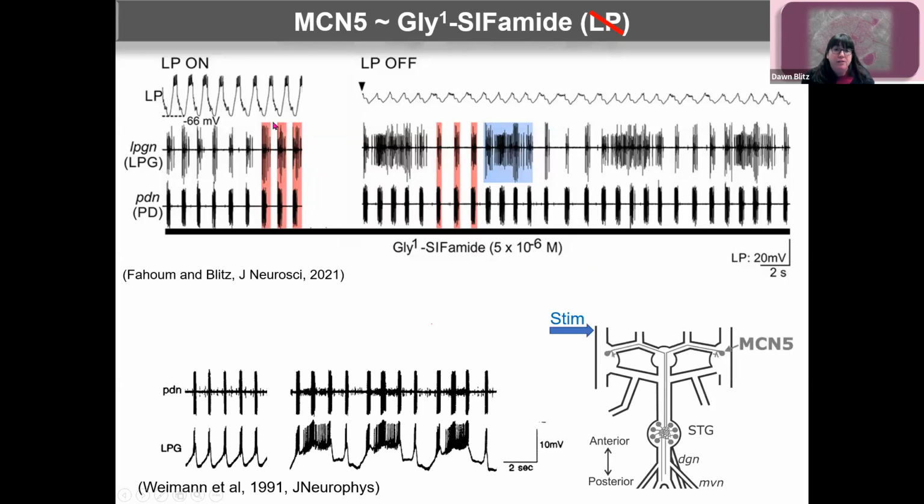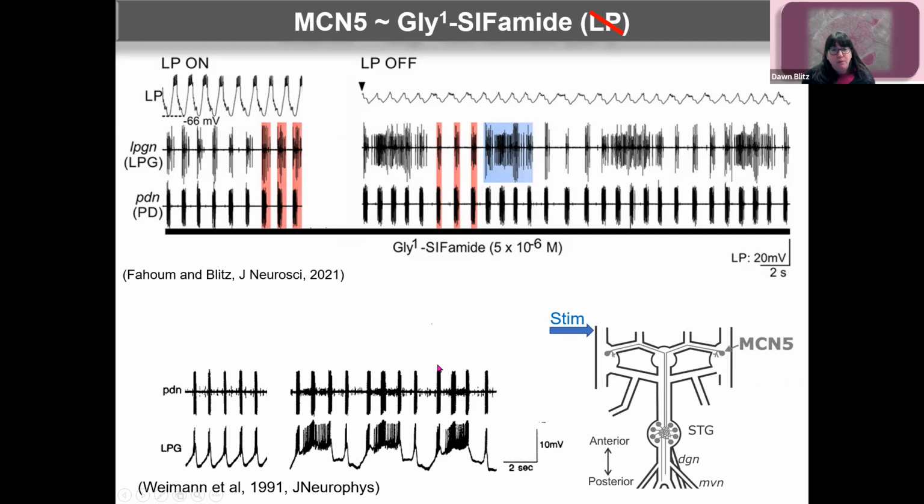Okay, we were really interested in this switch of LPG from single frequency to dual frequency. It's not the first time this has been seen. Jim Wyman's paper with Eve in '91, where he stimulated the COC, showed LPG making a similar switch. We don't know, but Mikey and I like to pretend that this is actually activating some input that then activates MCN5, but we don't know.